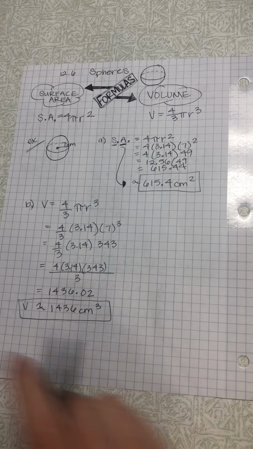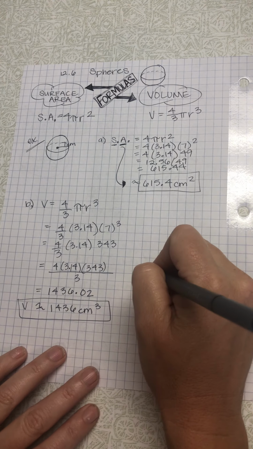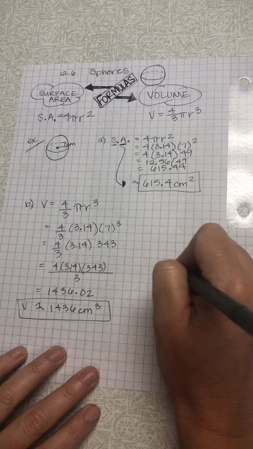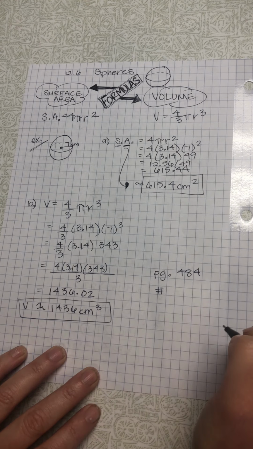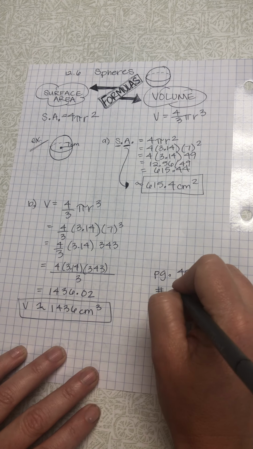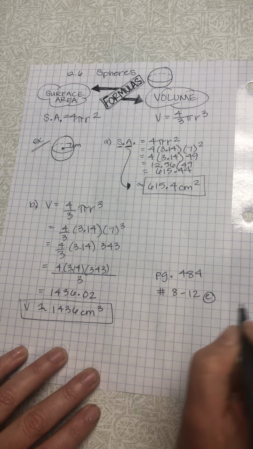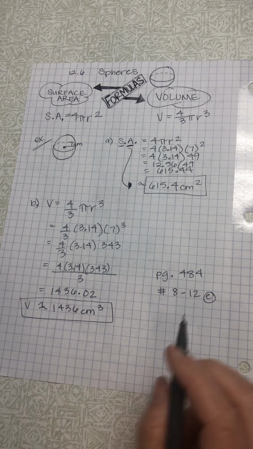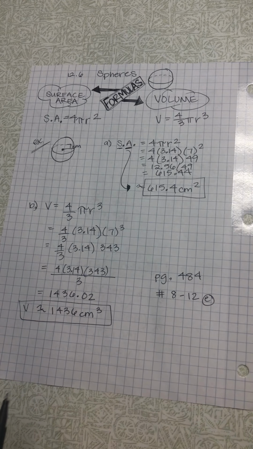Okay. For homework tonight, you're going to be doing problems like this. If you look, we're on page 484. And I'd like you to try numbers 8 through 12 even. For those 4 problems, you need to find both the surface area and the volume. So you'll be solving each of them twice. If you have any questions, let me know.